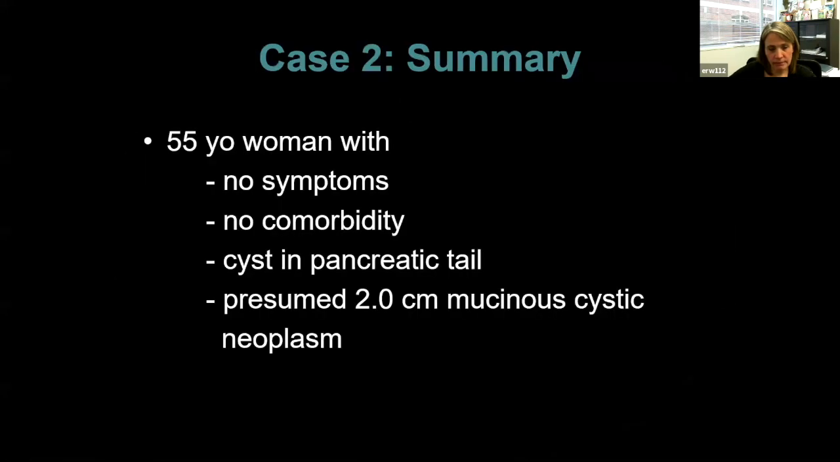All right, so she has no symptoms, no comorbidities. The cyst is in the tail. It's 2 centimeters. It's presumed to be mucinous. Now, it doesn't have typical features of serous cystadenoma, and it's unclear whether this is an MCN or a side branch IPMN. It could be either, but given her age and its location, the idea that this is a mucinous cystic neoplasm is, I think, the presumptive clinical diagnosis, and it's hard to rule out the other options any other way than resection in this patient. This could, I should also say, be an oligocystic serous cystadenoma as well.